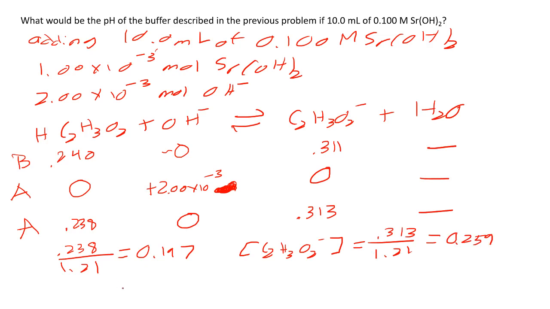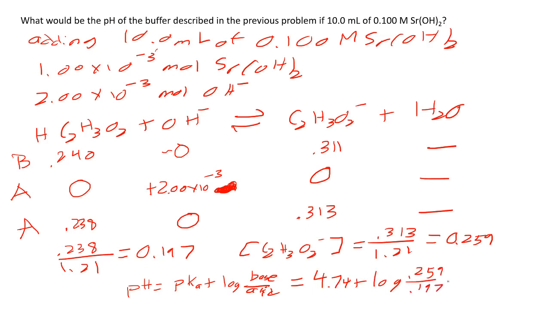And from there, we can now use Henderson-Hasselbalch. pH equals pKa plus the log of the base over the acid. Those are both in concentrations. That should say acid. That's my bad. So this is equal to 4.74 plus the log of 0.259 over 0.197. And so our pH is now going to be 4.86.